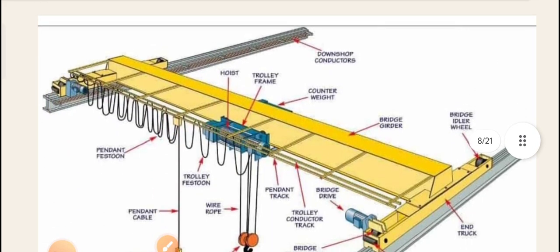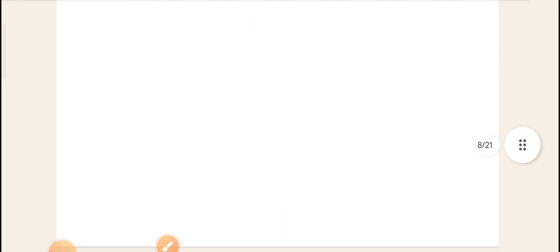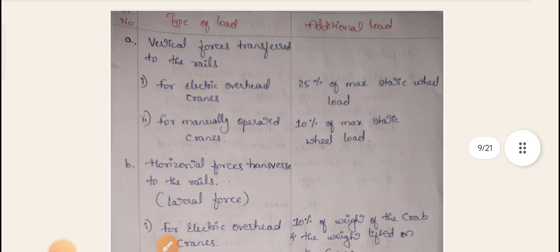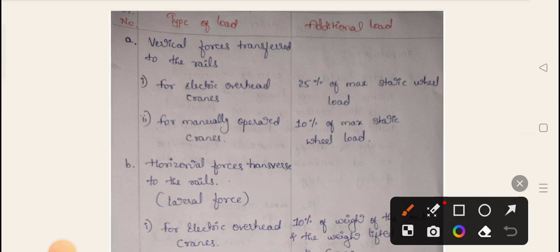That is, what are the different types of loads we are supposed to consider while designing these things. Usually the crane girders may be manually operated, or they may be machine operated. If it is operated electrically, we consider some loads. You should remember this, and while solving the problem you need to consider these loads. So we'll read this.